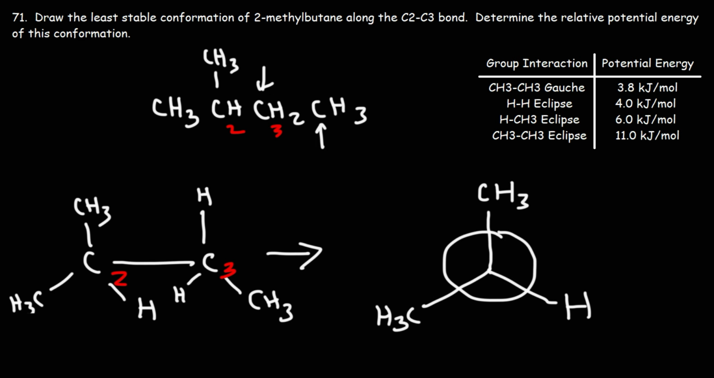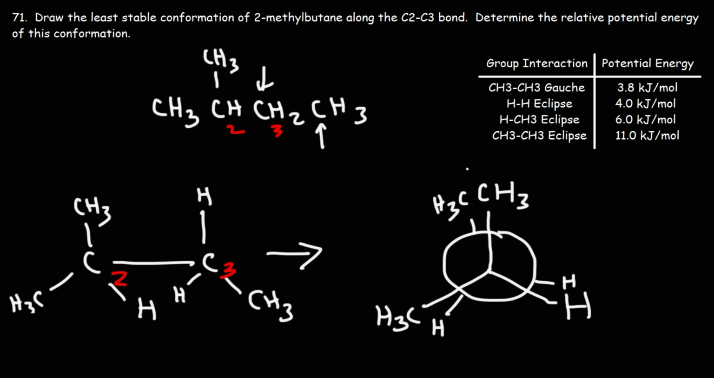To get the least stable conformation, we want the eclipsed conformation, not the staggered conformation. And we want this methyl group to be eclipsed with one of these two methyl groups. So let's put it here. That means that the other groups will be eclipsed by hydrogen atoms. So this is the least stable conformation of 2-methylbutane. Now let's calculate the energy profile for this conformation.